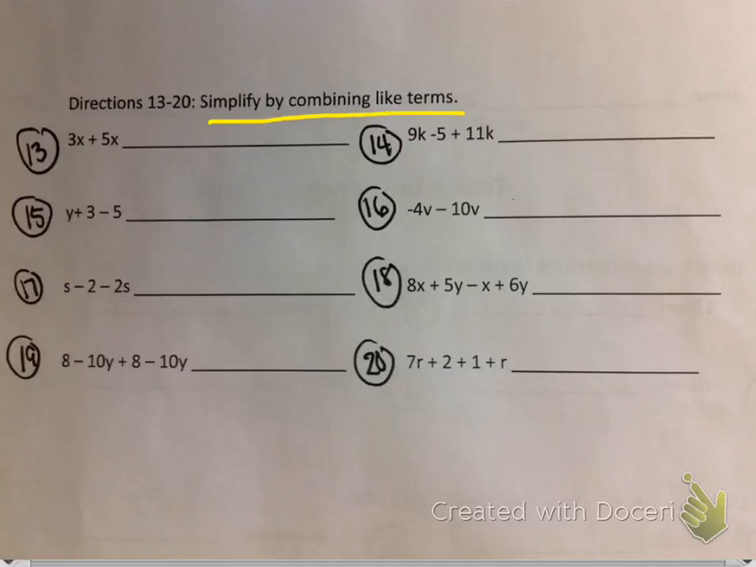Simplify by combining like terms. Okay, guys? So let's do a couple. Let's try some of the harder ones together. So number 18 looks pretty tough. 8x plus 5y minus x plus 6y.